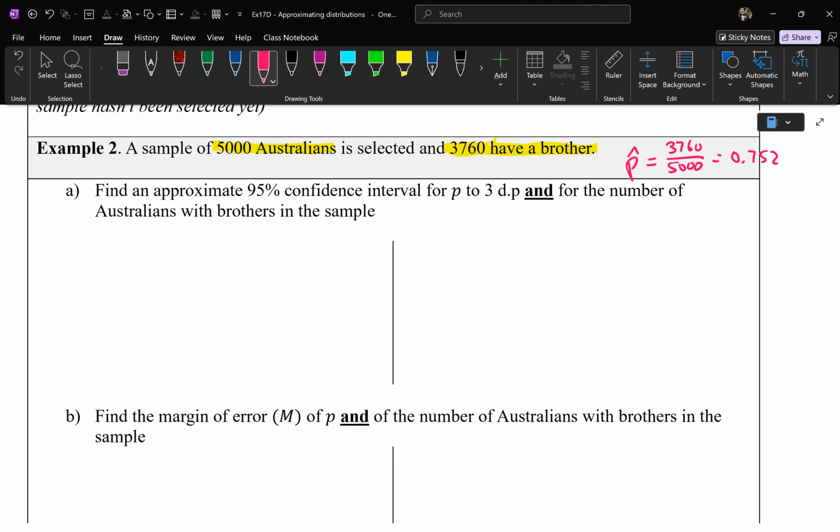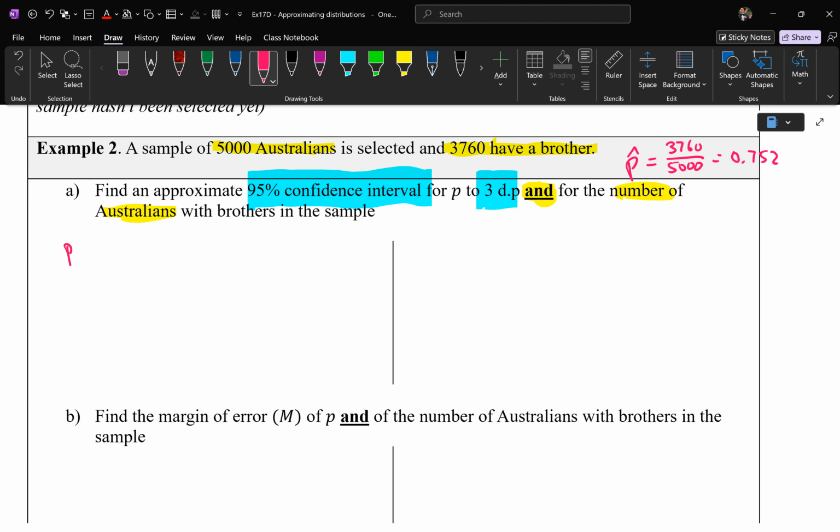All right. First question. Find an approximate 95% confidence interval for P, where P is the true population proportion, to 3 decimal places. Notice the key word, which I bolded and underlined for you: number of Australians with brothers in the sample. I want you to use the CAS now. Let's go. Find a 95% confidence interval for me.